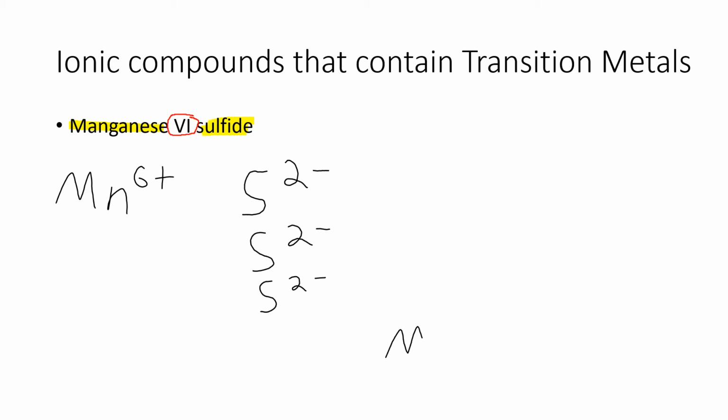Positive ion goes first. How many manganeses do I have? I just have one. Negative ion second, that's the sulfur. How many sulfurs do I have? I have 3. So my final formula is MnS3 for this name. Remember, you want to be comfortable going in both directions: formula to names, and the opposite, names to formulas.